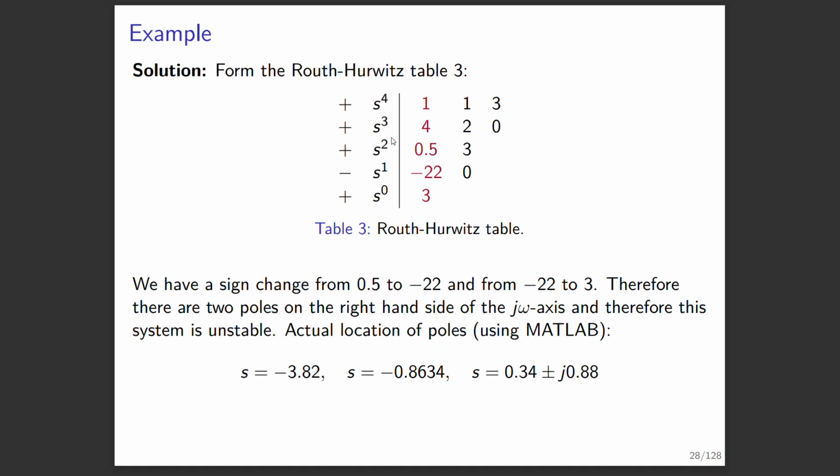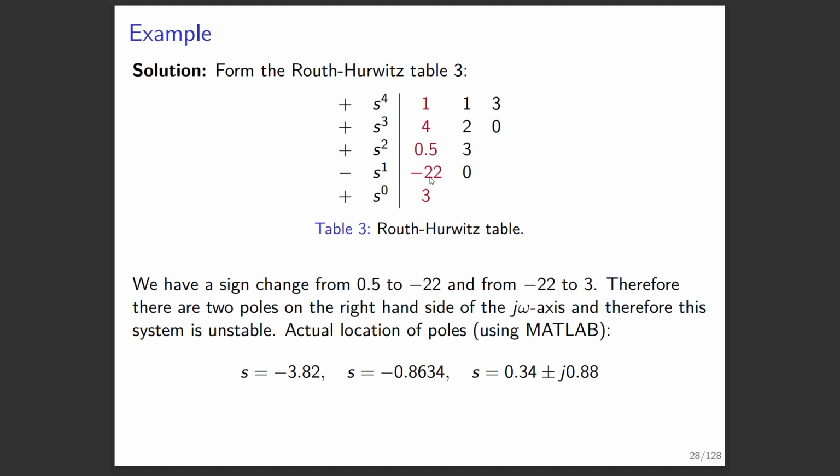Then I want to populate this row. How would I do that? 4 times 1, subtract from it 2 times 1, that would be 2. Divide by 4. 2 divided by 4 is half. To find this element, I do 4 times 3, subtract from it nothing, so 0 times 1. 4 times 3, subtract from it nothing, divide by 4, it's just going to give me 3. So I found the third row from the first two rows.